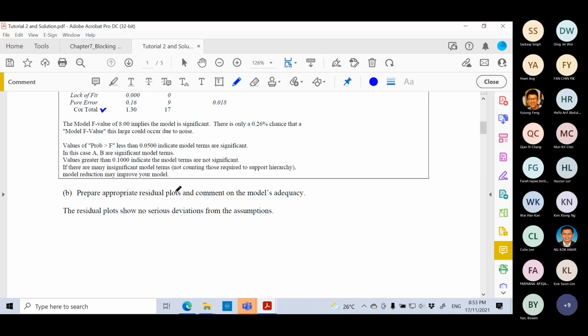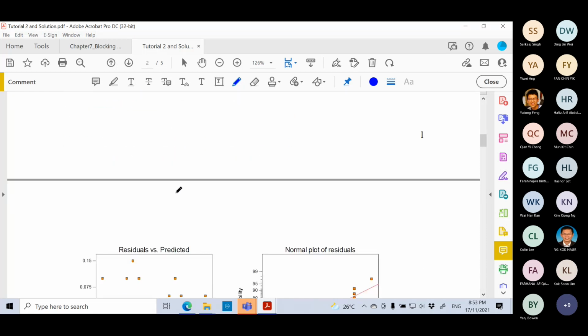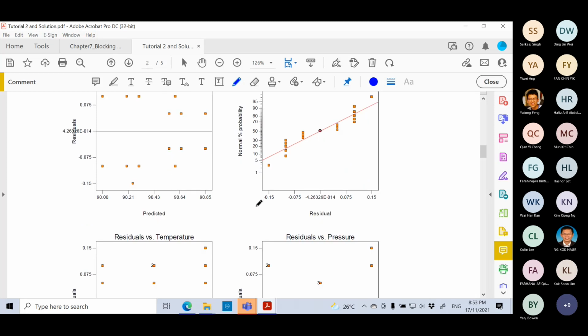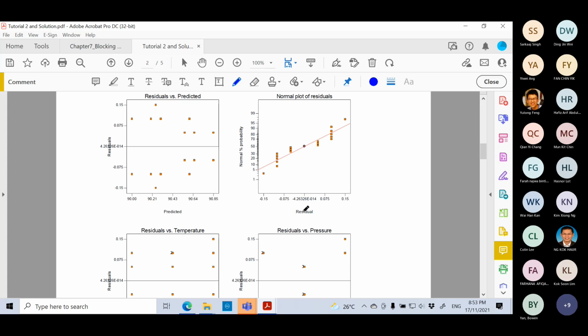For this part, as I mentioned, I don't ask you to do the plotting. The plotting is just for the exercise only. If you have software, then you can do the exercise here. If you don't have, it doesn't matter. It's just for showing you the results only. As you observe here, this plot of residual versus predicted does not really have a very unusual pattern. Still can accept it.